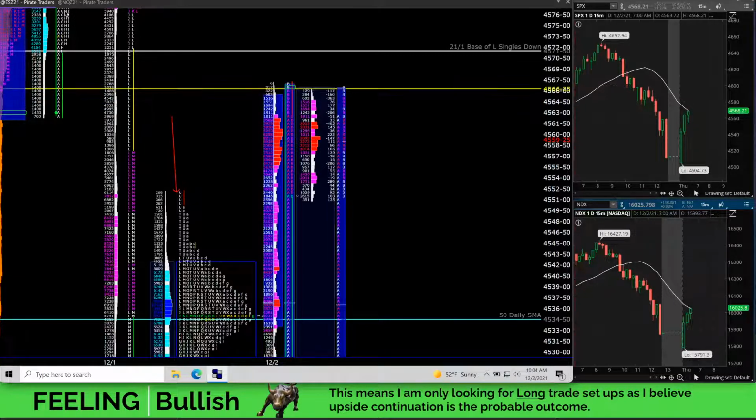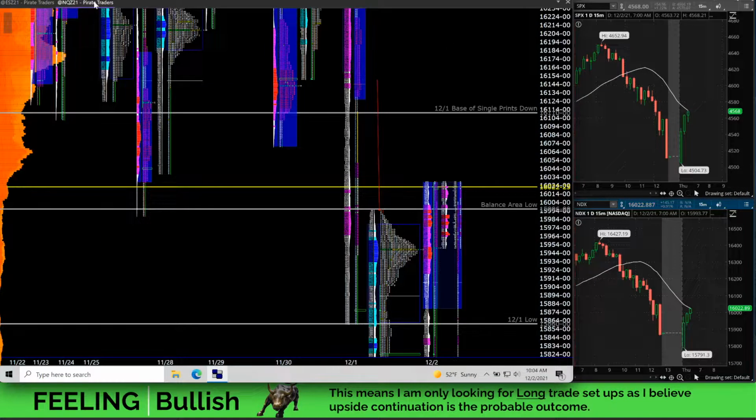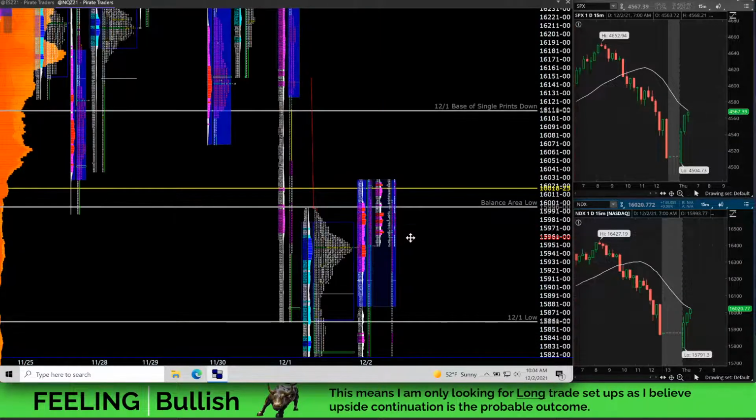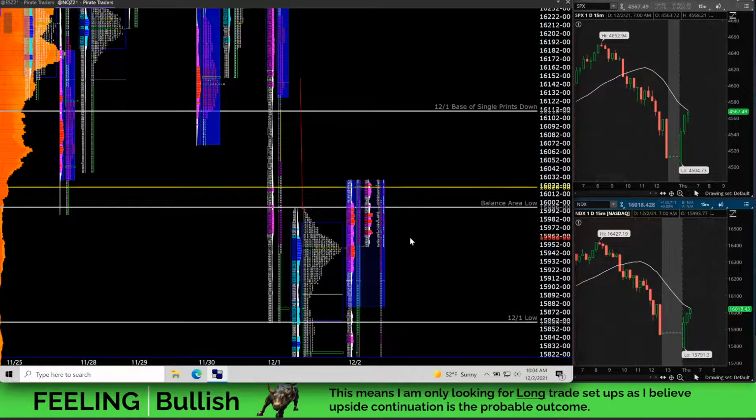And Q's back in the 16s. Let's take a look at the Q. Did it get back into that balancing area? Yes, sir. Back in the balance again. Can we hold it up this time and head to the opposite direction?